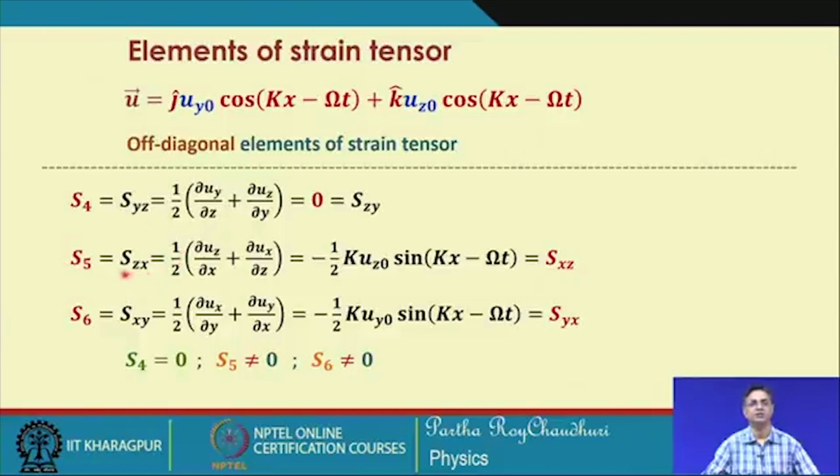Interestingly, they involve z and x, x and y. x is the direction of propagation and z is the polarization. Similarly, x is the direction of propagation and y is the polarization. So, these two terms are surviving because of the x propagating wave with z polarization, and the x propagating wave with y polarization. Therefore, these two terms are non-zero.